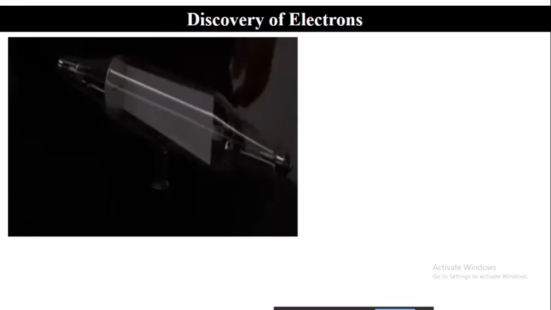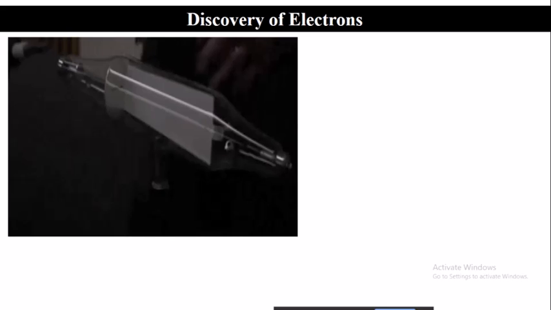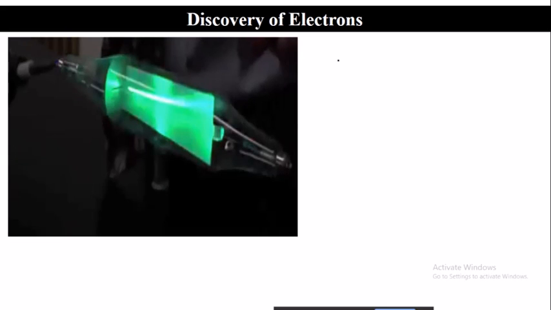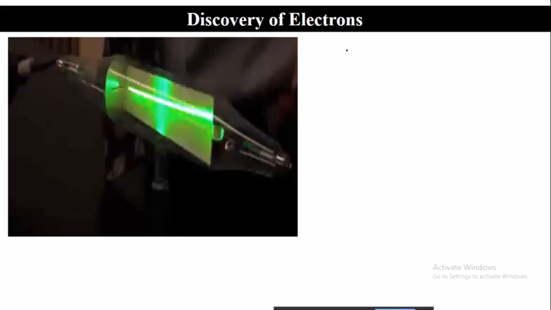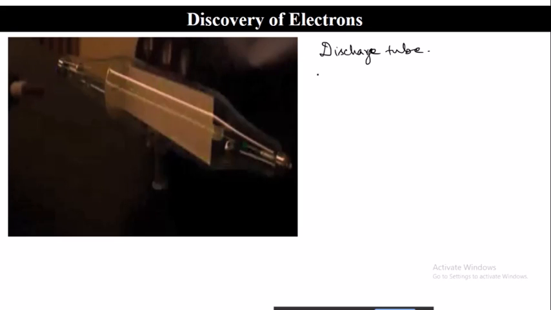When we look at the discovery of the electron, the setup that was used is known as the what? Discharge tube. So the discharge tube, and the rays that are emitted, we call them cathode rays. These are the cathode rays. The question is why we say it is cathode.